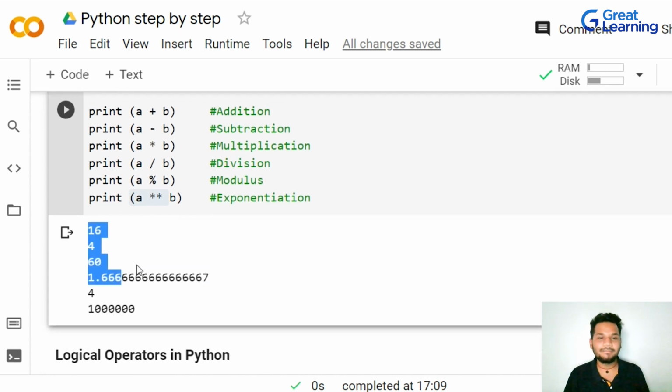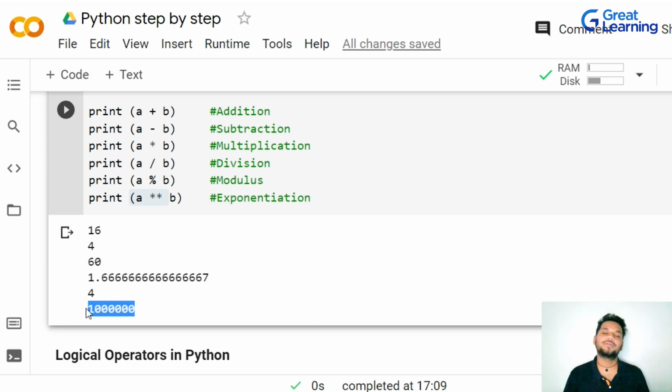And next, the modulus operation. So 10 modulus 6 is 4. How? Modulus is basically giving us the remainder. If you divide 10 by 6, 6 ones are 6, and 6 doesn't directly go into 10, but it gives you a remainder of how much? 4, right? That is exactly what you see on your screen right now.